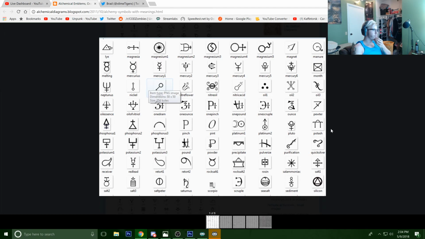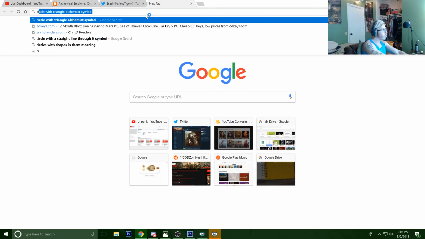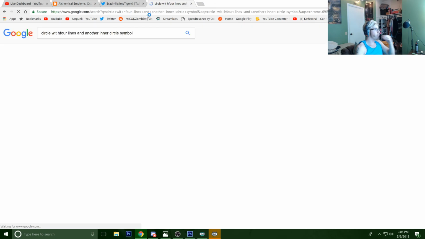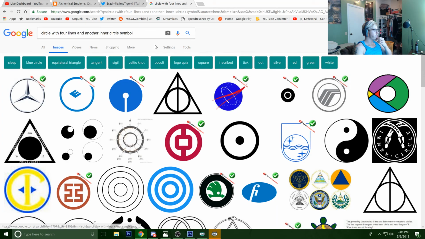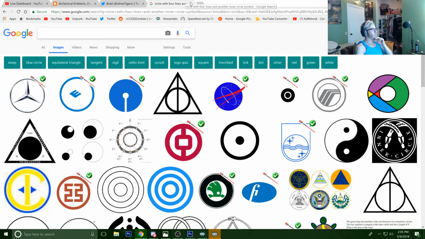I'm trying to find that circle with a plus in it. But with the circle. Circle with a plus with circle. If that makes any sense. Circle with 4 lines and another... It's the worst way I've ever described something. I'm done. I'm not searching that. I don't know how to describe that symbol.